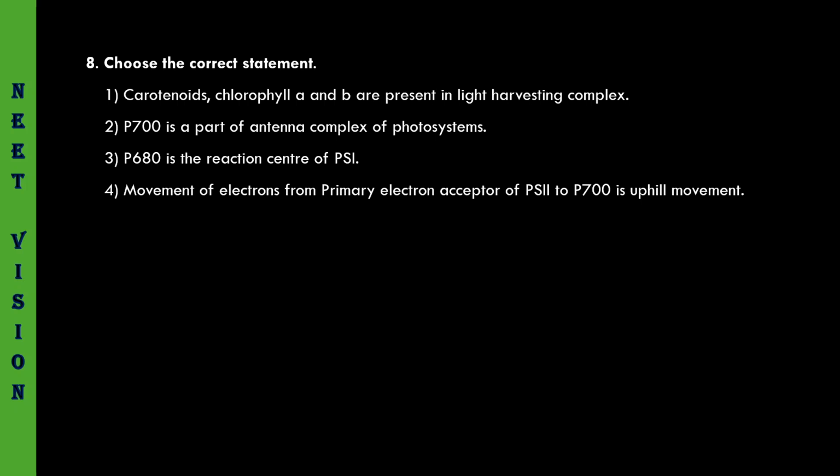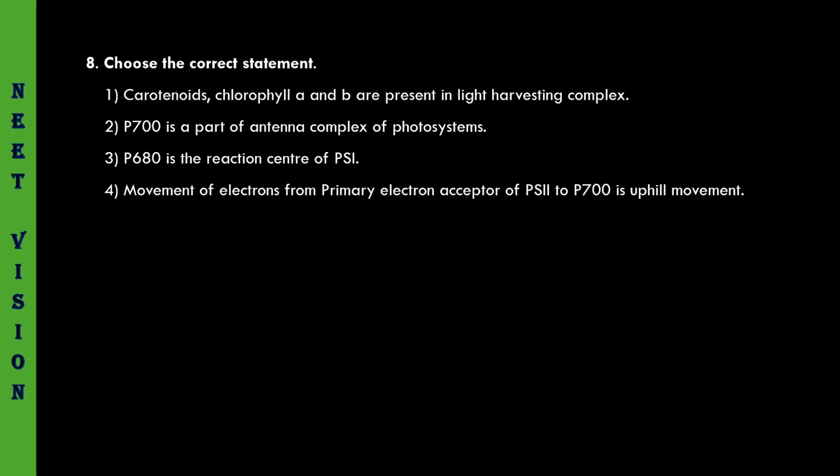Eighth question. Choose the correct statement. Correct one you have to choose. Carotenoids, chlorophyll a and chlorophyll b are present in light harvesting complex. Absolutely true. This is the correct statement. P700 is a part of antenna complex of photosystems. No. It is the reaction center of PS1.